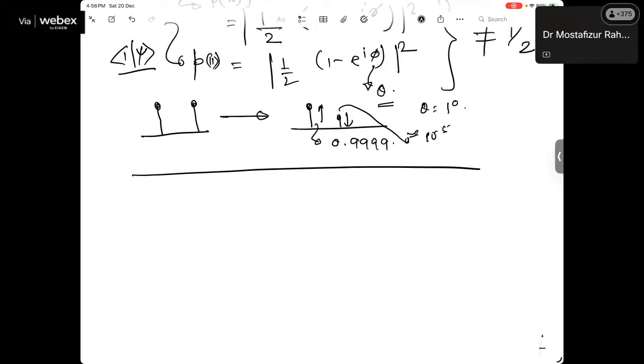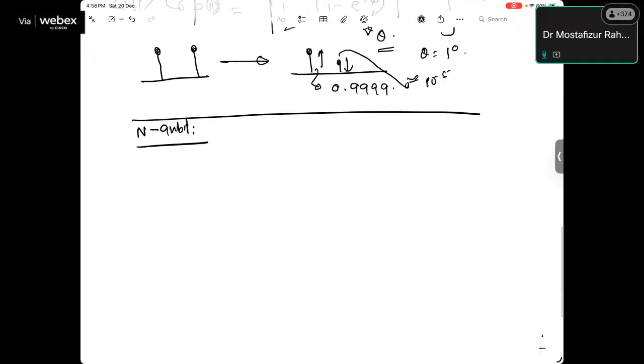Okay, so let's do it for the n qubit system. How much time remaining? 4 minutes. Okay. Not to worry. I'll just quickly draw the circuit, and then basically I'll share the notes. Maybe that might be a better thing.